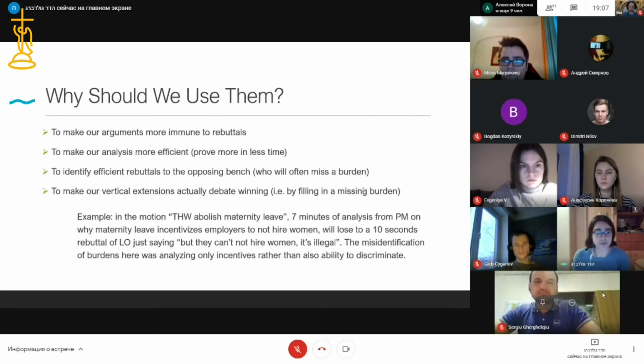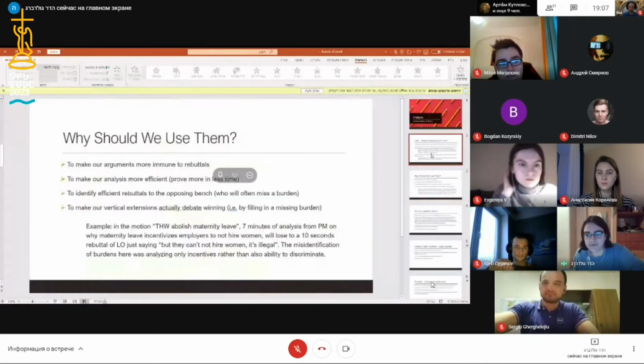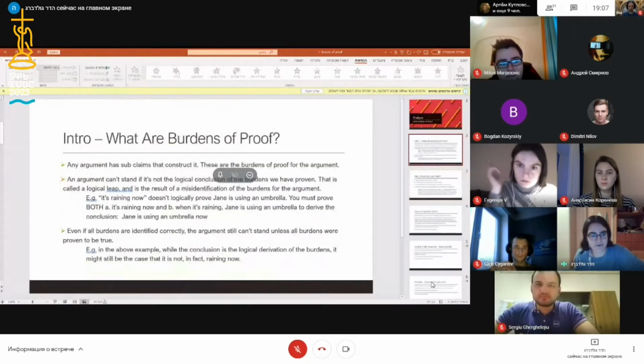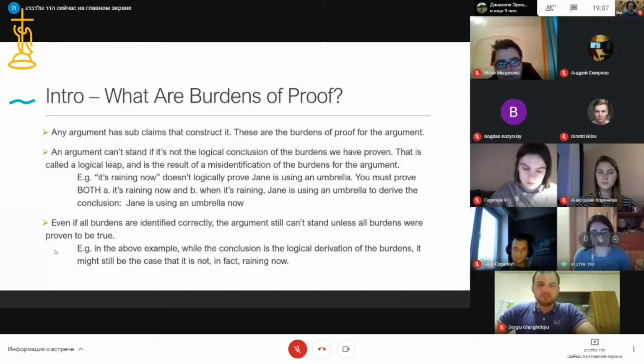Why do we want to use burdens of proof? Actually, I want to do a page up for a sec because I don't want to give you the example yet. I want us to do this together. Let's say the motion is this house would cancel maternity leave for women. Say Prime Minister analyzes for full 7 minutes why maternity leaves make an incentive for employers to discriminate against women.